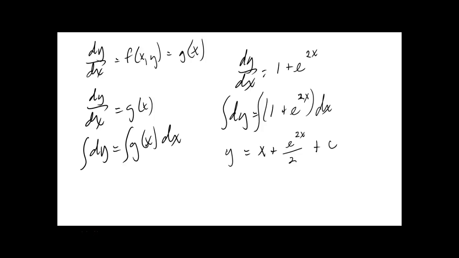Okay? Now, how do you check this? Take the derivative of it. That gives you 1. This gives you 1/2 e to the 2x times 2. The 2 cancels the 1/2. Sure enough, e to the 2x. Okay. Take the derivative of that.